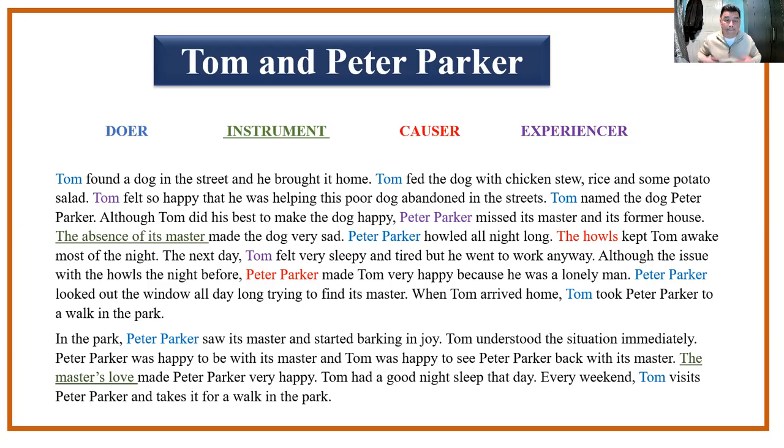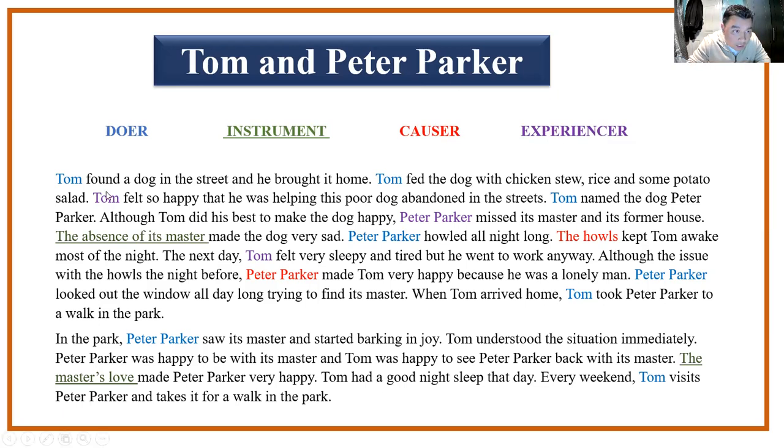In this story, I'm going to show you the four subject roles. The blue ones: Tom found a dog. Tom is the doer because he did the action. He found the dog. Tom fed the dog. He did the action of feeding the dog. That's why he is a doer. Tom named the dog Peter Parker. So that was the doer.